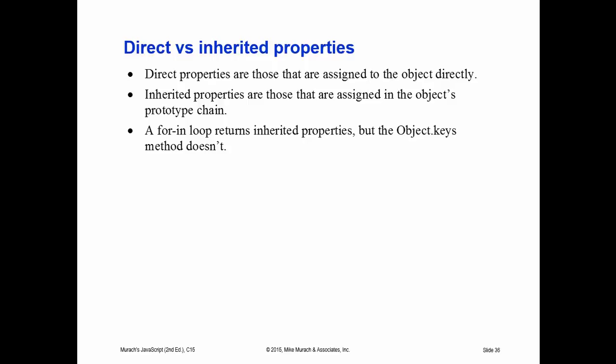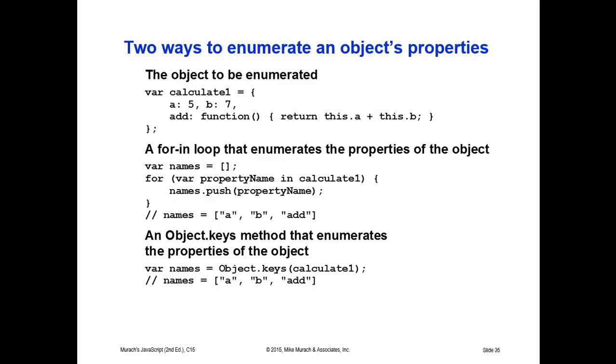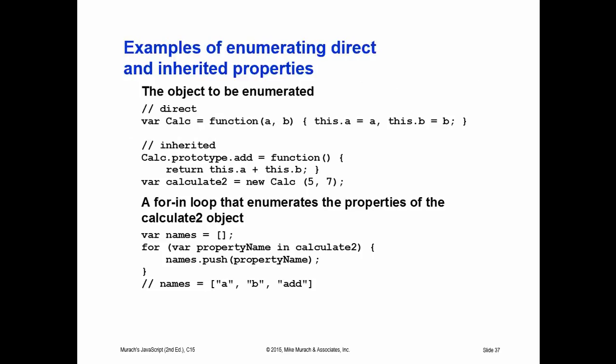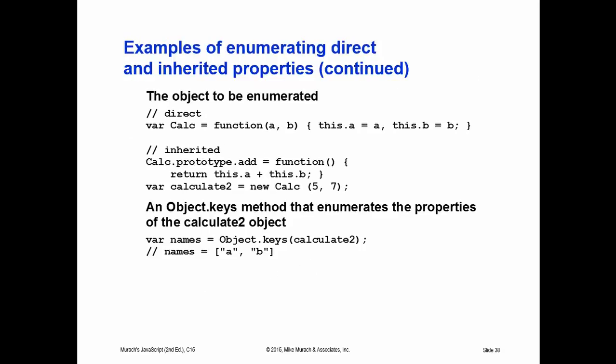A for-in loop returns inherited properties. The Object.keys method does not. Remember, there's the for-in loop and there's the Object.keys method. Now, a couple of things that are in here.